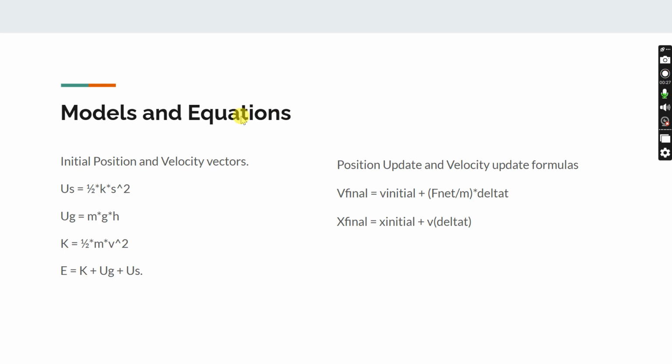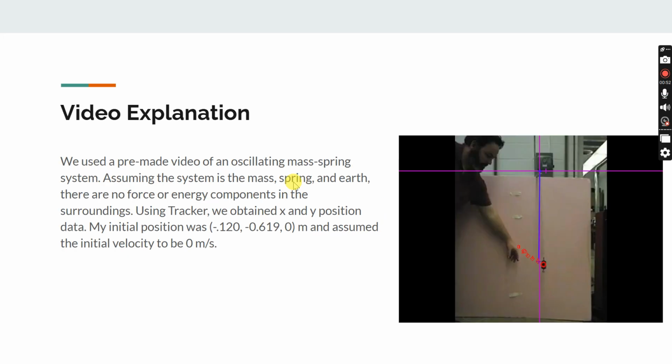Some models and equations that we used in this experiment. We initially had to use the initial position and velocity vectors, as well as the equations for spring potential energy, gravitational potential energy, kinetic energy, and then total energy. And then within the while loop, we also had to use the position update and velocity formulas so that the values of the energy would modulate.